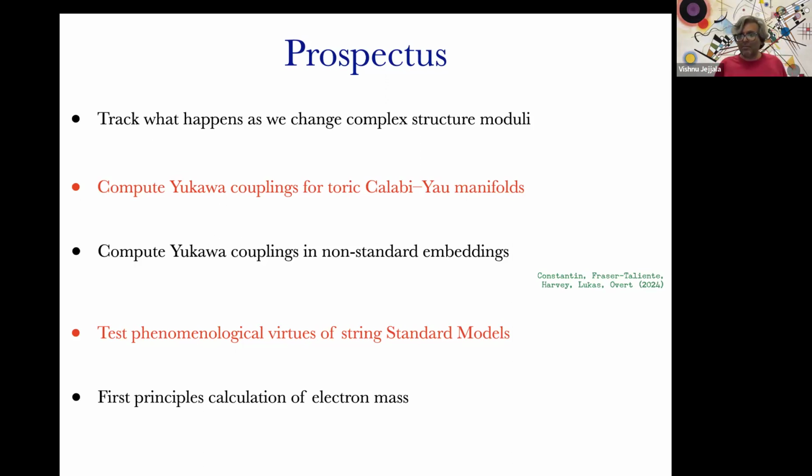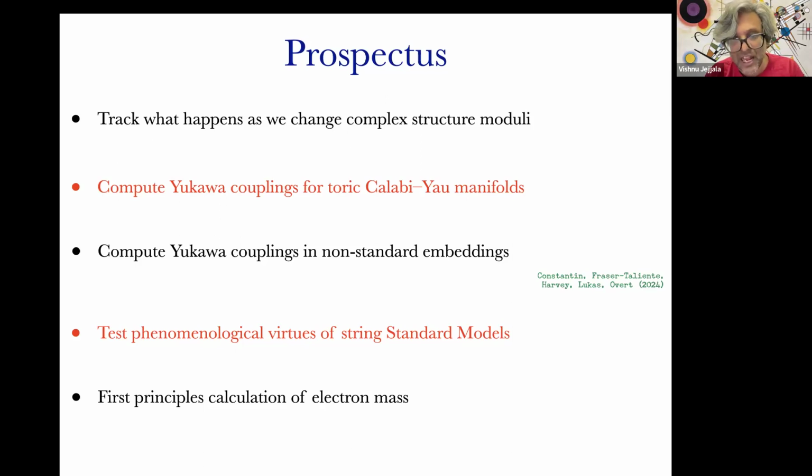So the group of Andre Constantine and collaborators, they've been able to compute Yukawa couplings in a non-standard embedding where the holomorphic vector bundle is a sum of line bundles. And they also find calculations of Yukawa couplings in this context. And that's maybe the more realistic context for matching on to these actual phenomenological string standard models. So we'd like to push our ideas in this direction as well.